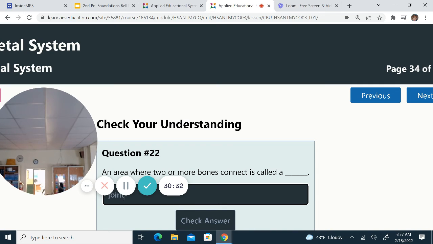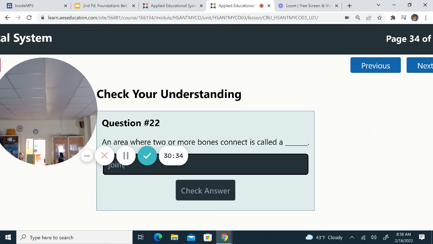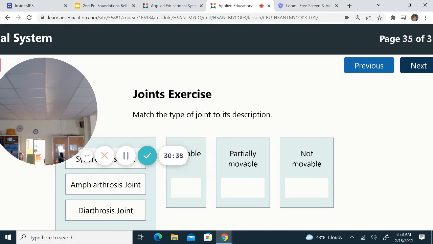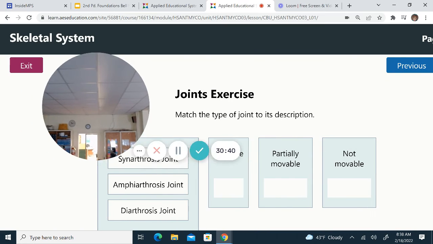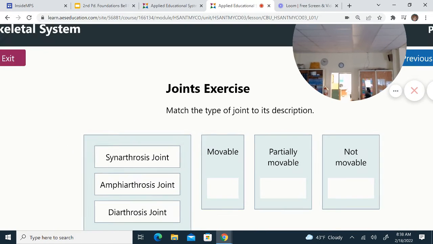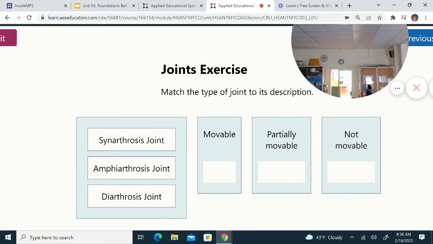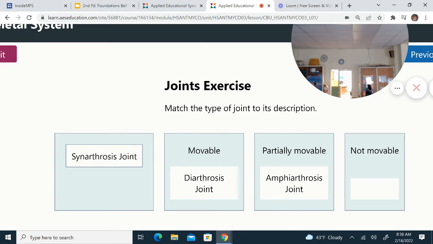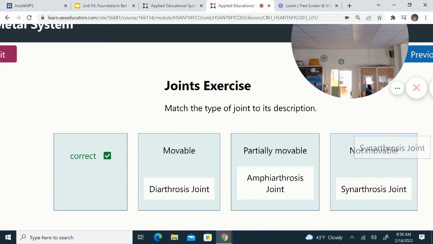How far is D from this line of reflection? 1, so it's 1 here. D is the same way, right? So we got D prime. All right. So which one is movable? Diarthrosis. What about partially movable? Amphiarthrosis. And then not movable, synarthrosis. Right.